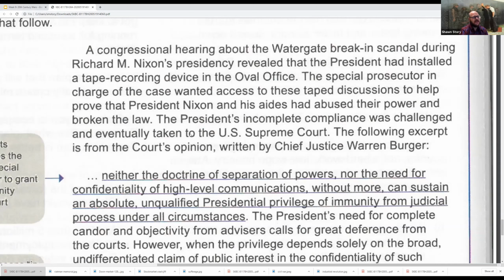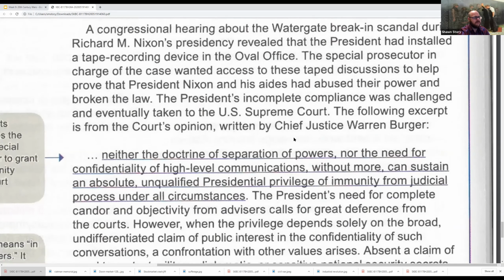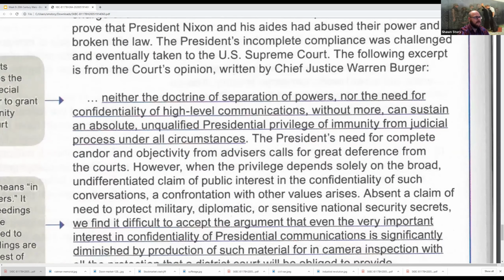The president's incomplete compliance was challenged and eventually taken to the U.S. Supreme Court. The following excerpt is from the court's opinion written by Chief Justice Warren Burger. So this is what he said.